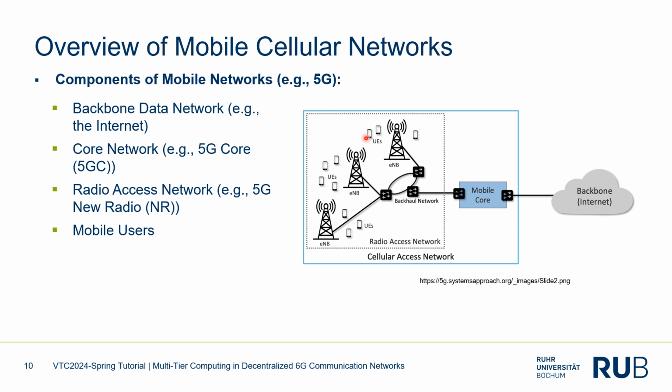Here's an overview of a typical mobile cellular network consisting of two main components: the backbone, such as the internet, and the cellular access network. The cellular access network consists of two parts, the mobile core and the radio access network. The mobile core is a bundle of functionality that serves several purposes. For instance, it authenticates devices prior to attaching them to the network, and provides internet connectivity for both data and voice services.